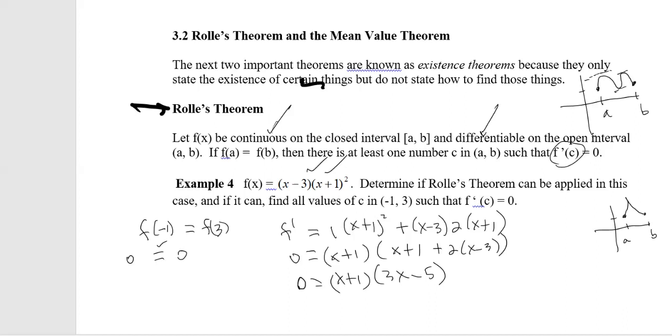So we have two places. One of them is negative 1. That's not predicted by the theorem. But this other one over here, x is 5/3. That's the one that is predicted by Rolle's theorem. So we're all happy with that one. 5/3, 1 2/3. So it's in there. It's all good.